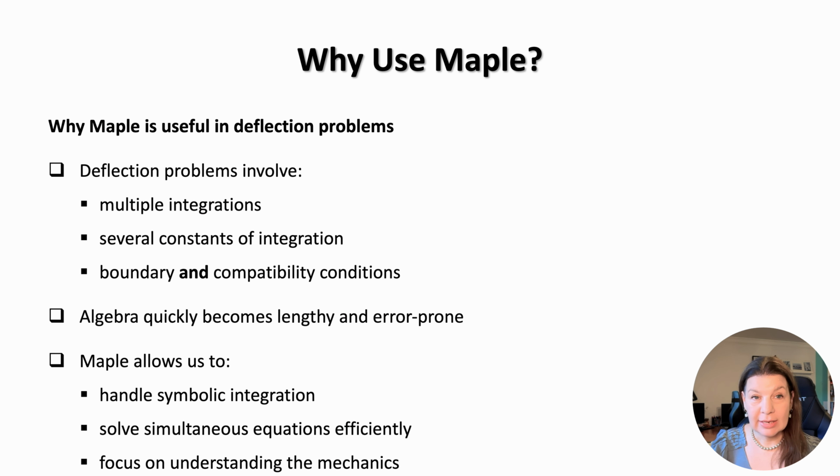As we saw in the previous lecture, deflection problems quickly become algebraically very heavy. Even for relatively simple beams, we often have multiple integrations, several constants of integration, and both boundary and compatibility conditions to apply. Maple is useful because it allows us to handle this algebra symbolically and efficiently, so we can focus on understanding the mechanics rather than getting lost in lengthy calculations.